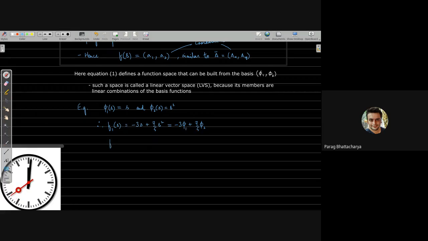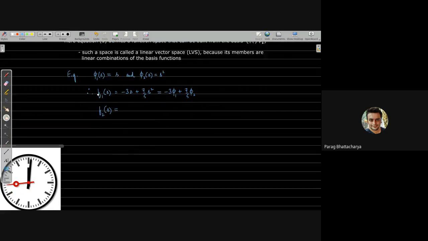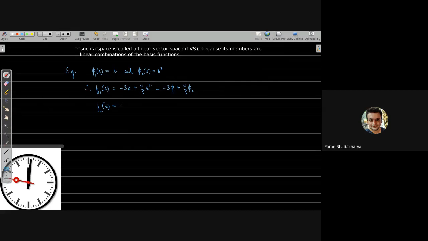Likewise, if I give another function f2 of s, what is f2 of s? Let's say, as an example, 2.8 s minus 1.33 s square. Immediately you will see that wherever there is s, you replace it with phi1, so we have 2.8 phi1, and on this side we have minus 1.33, and wherever there is s square, we replace it with phi2. Okay, so this is one member.